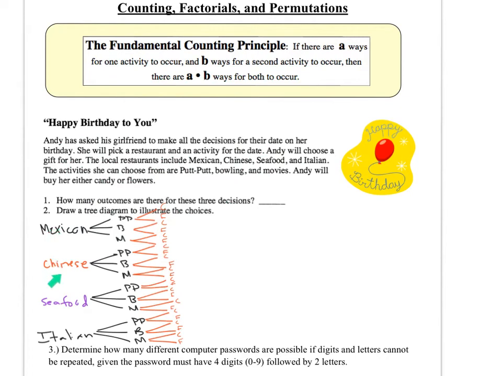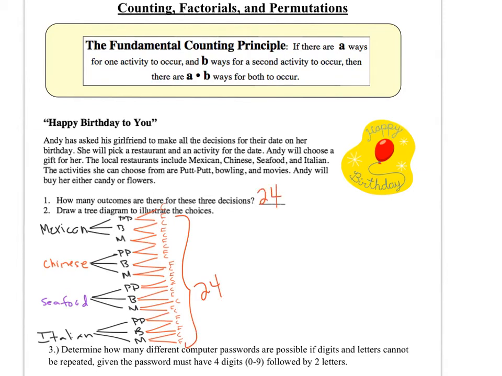So here I've made a tree diagram, and this is probably what you remember from middle school. We have our different restaurants, and from the restaurants you can go to putt-putt, bowling, or movies. From each of those you have the choice of candy or flowers. The way you figure this out is you count how many end ways there are. If I count all of the candy and flowers down here, you end up with 24 different choices.